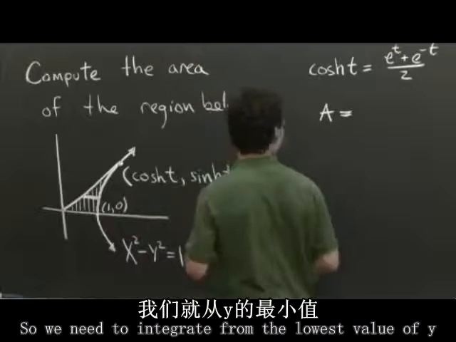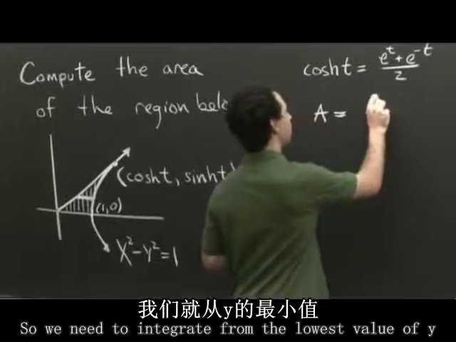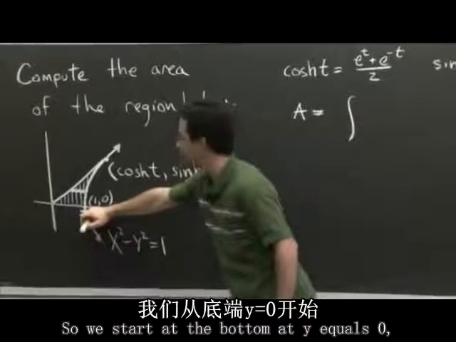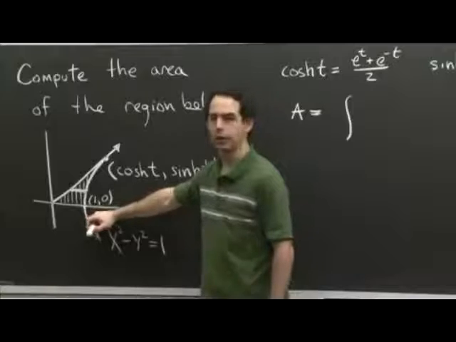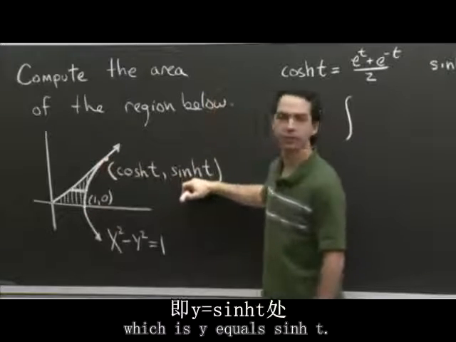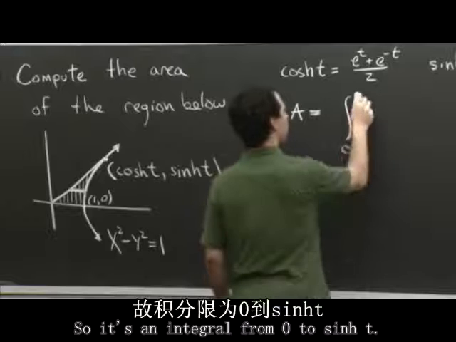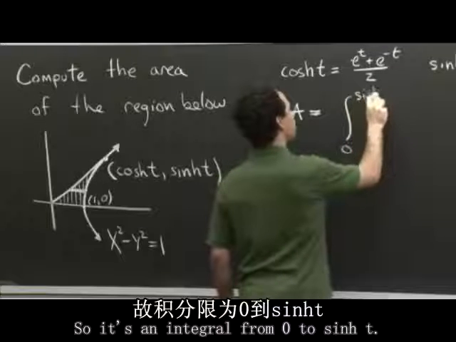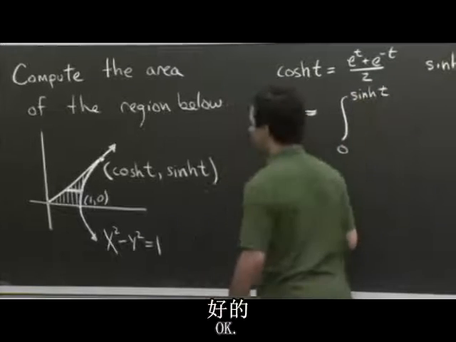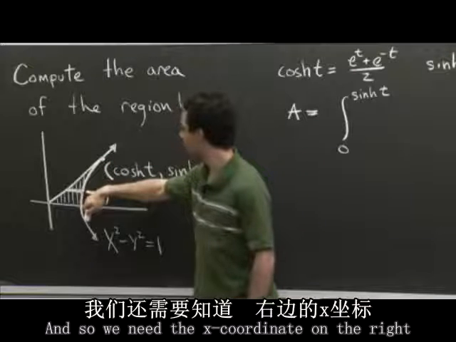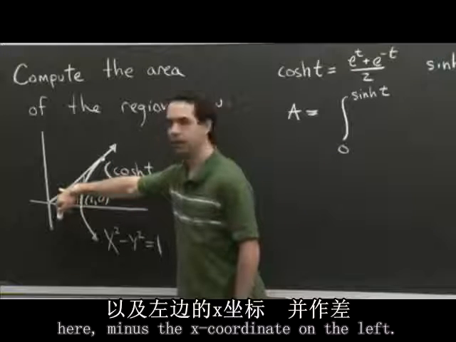So we need to integrate from the lowest value of y to the highest value. So we start at the bottom at y equals 0, and we need to go all the way up to the top here, which is at y equals sinh t. So it's an integral from 0 to sinh t. And so we need the x-coordinate on the right here minus the x-coordinate on the left.